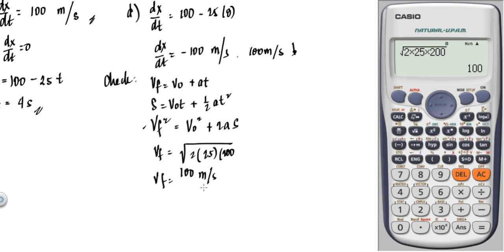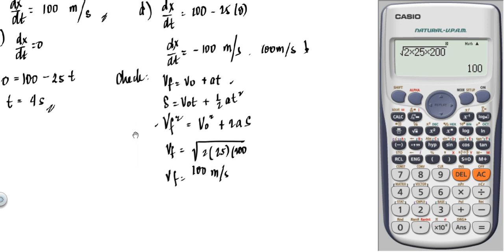Okay, you can also use this one. Vo is 0, time is 4, and g is 25. 25 times 4 is 100. Same. What I used here is 8, or just 100. Yes, okay.